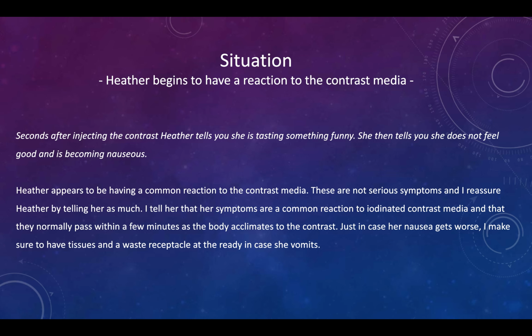Just in case her nausea gets worse, I make sure to have some tissues at the ready and make sure that waste receptacle in the room is nearby just in case she has to vomit. But this is a standard reaction, so not a huge deal. Business as usual.